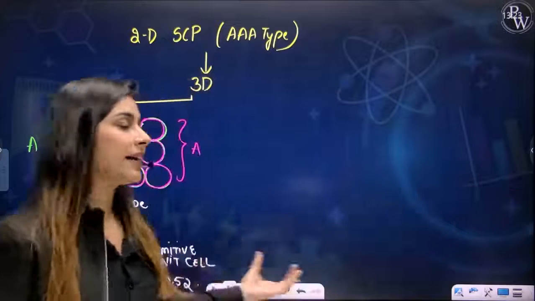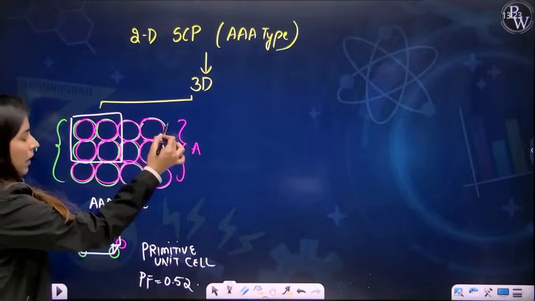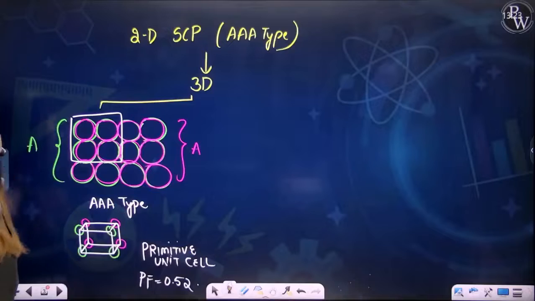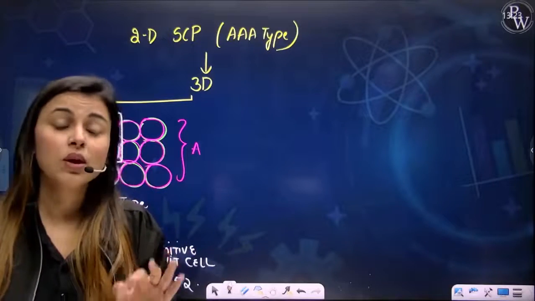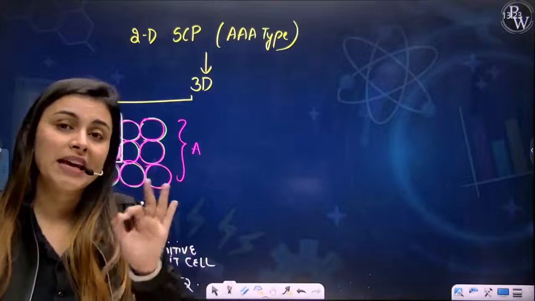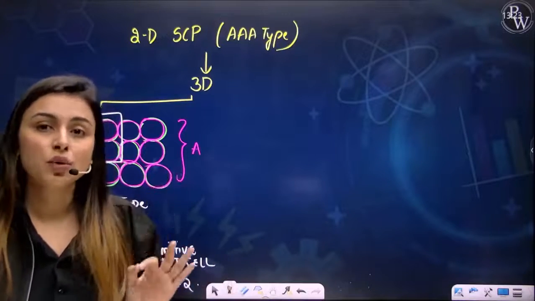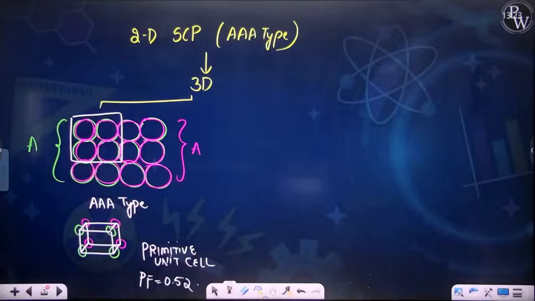type layering, I get a primitive unit cell. This is how you get a primitive unit cell, and the adjoining unit cells give you the adjoining unit cells in the primitive form. So if anyone asks you that in square close packing, AAAA type of layering is giving you primitive unit cell. I hope you're clear with this. Please write it down, then we'll move forward. Okay, I hope you've written it.